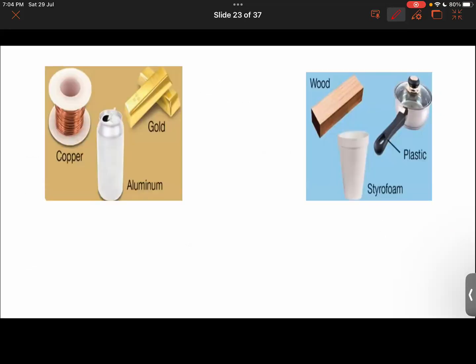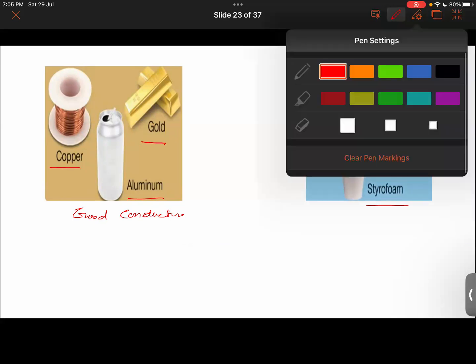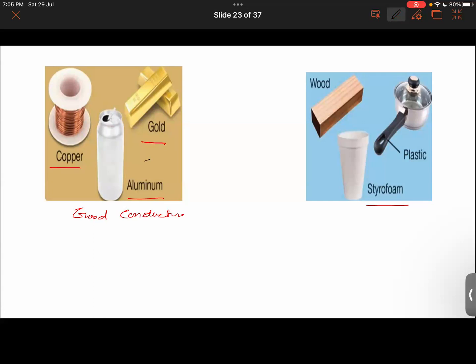Now take a look at some other examples like copper, gold, and aluminum. These are good conductors. Silver is also a good conductor of heat. Exactly, silver is also a good conductor, right?